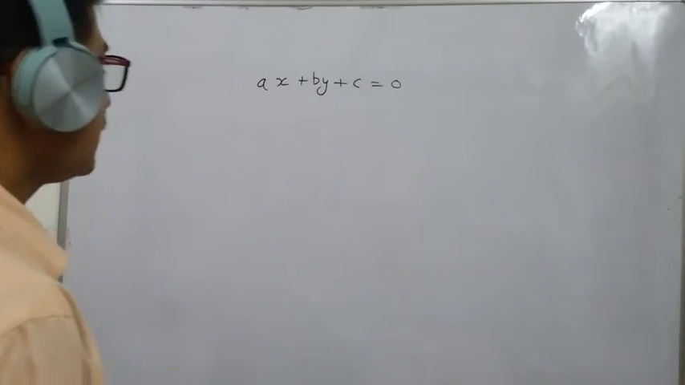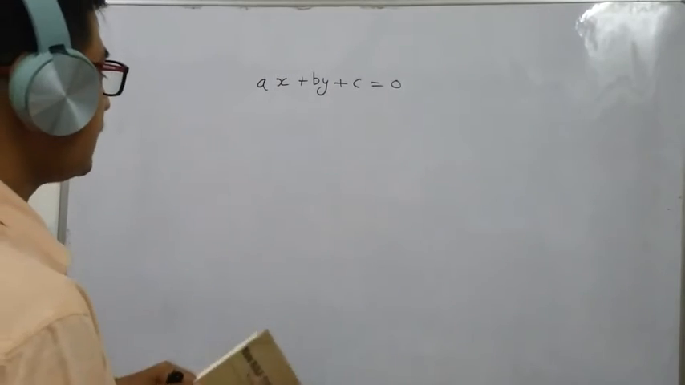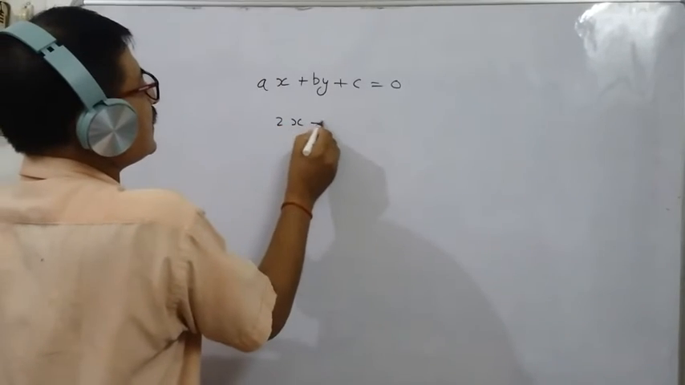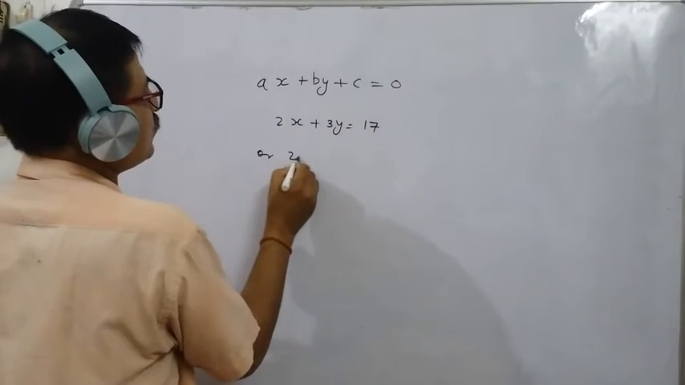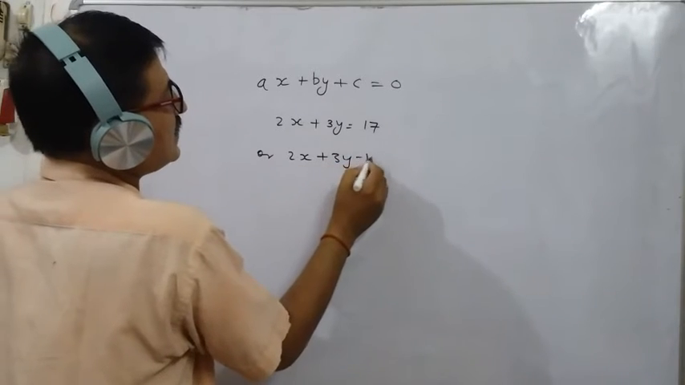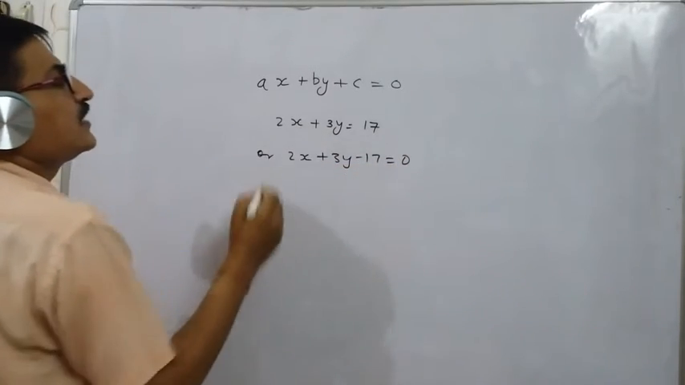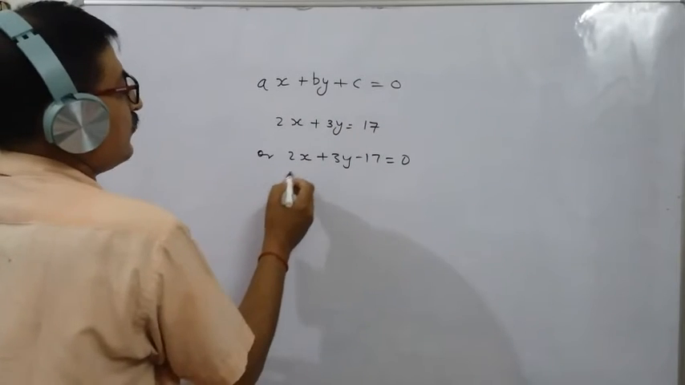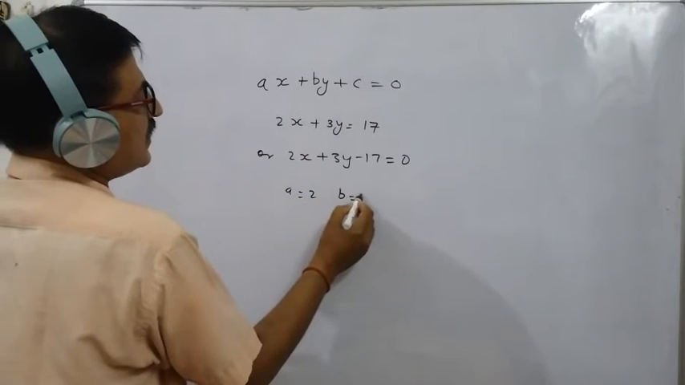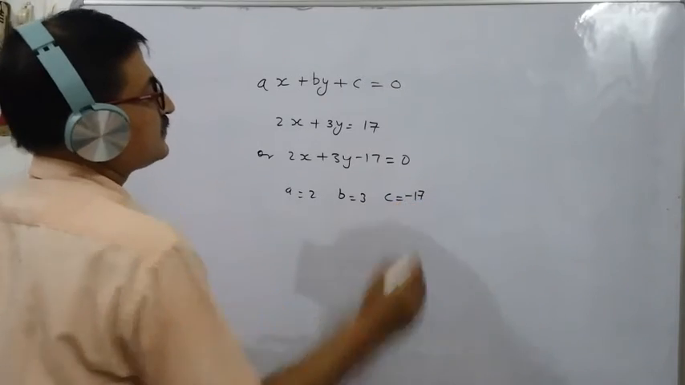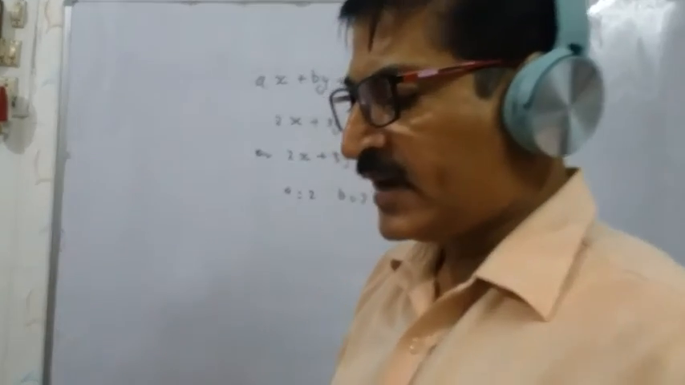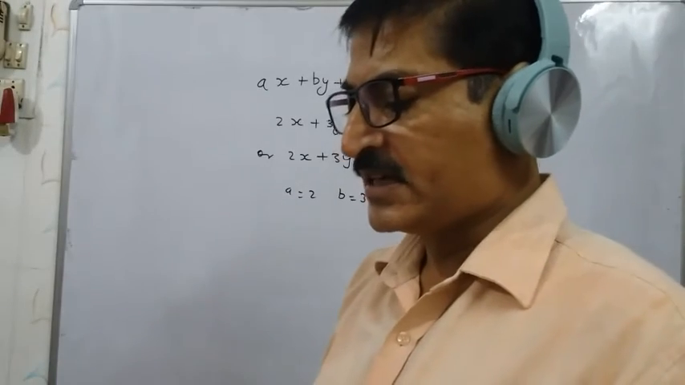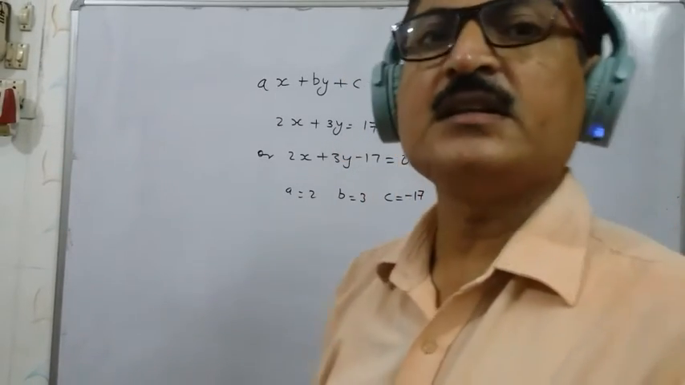Where x, y are the variables and a, b, c are real numbers, one example I am giving you: 2x plus 3y equals 17. This can be written as 2x plus 3y minus 17 equals 0. It is converted into the form ax plus by plus c, where a is 2, b is 3 and c is minus 17. In that way we can get the values of a, b and c. Any pair of values of x and y which satisfies the equation ax plus by plus c equal to 0 is called its solution.